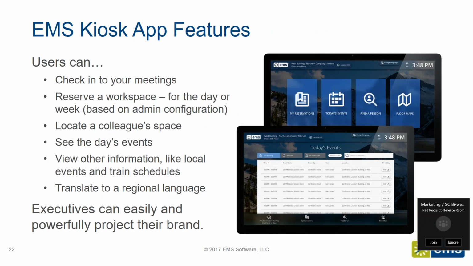Here are some of the key features. As I said before, the top few I've already described. Check into your meetings, see your reservations, reserve a workspace for either a day or the week, and I want to highlight that this is configurable. Locate where someone is sitting, see the day's event. There are a couple auxiliary features as well. Number 1, view local information, local events, train schedules, so on and so forth, and also translate to a regional language. And finally, as we've said, executives can use the kiosk to project their brand.